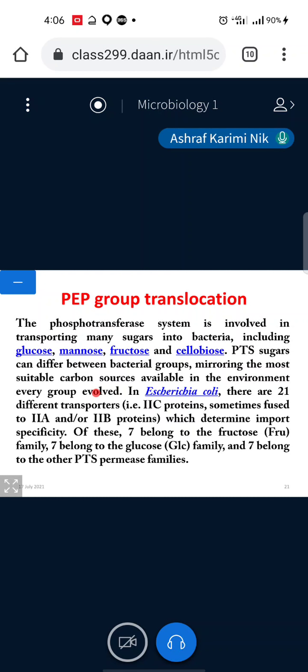Of these, 7 belong to the fructose family, 7 belong to the glucose family, and 7 belong to other PTS permease families. 21 transporters: 7, 7, 7. 7 for fructose, 7 for glucose, and 7 for other things.